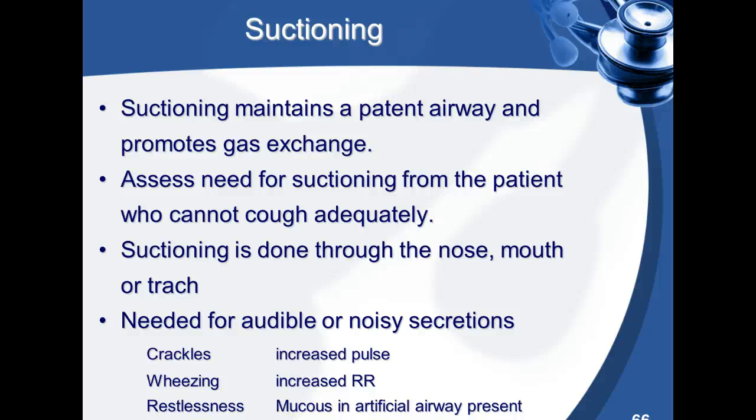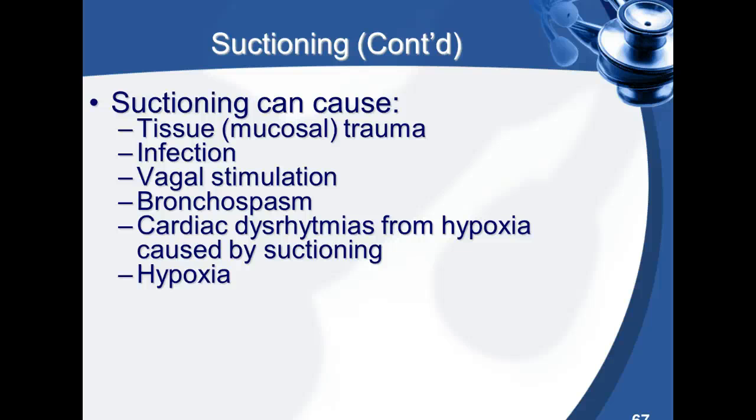Need for suctioning: audible or noisy secretion, crackles, increased pulse, wheeze, increased respirations, restlessness, mucus, and artificial airway present. And these are all the different reasons why a person might potentially need suctioning. If a person has an increased pulse, that's probably because they're worried and upset because they probably can't breathe like they normally would.